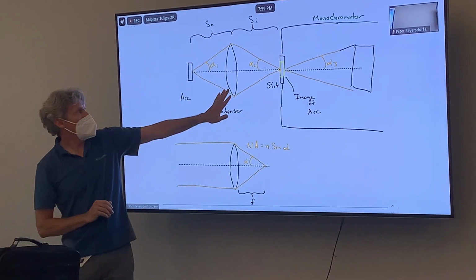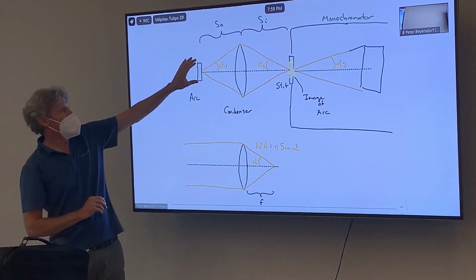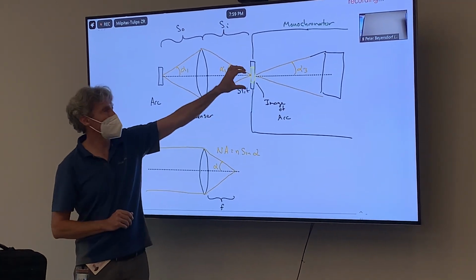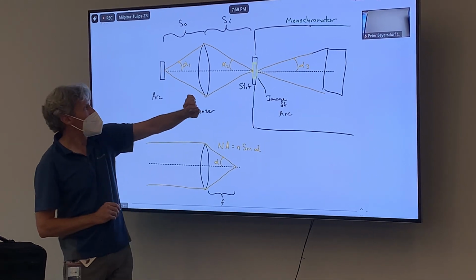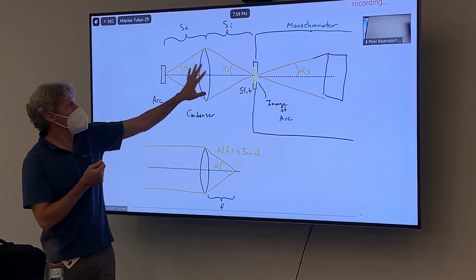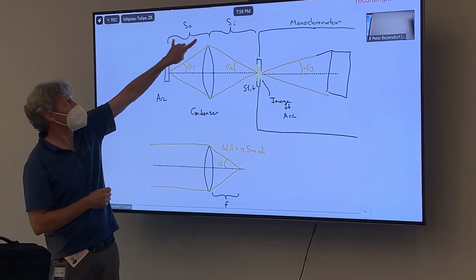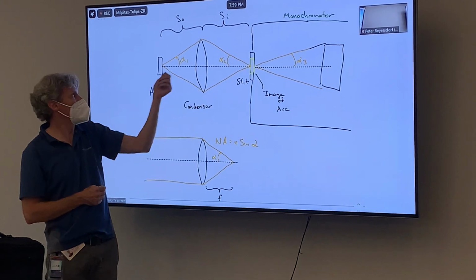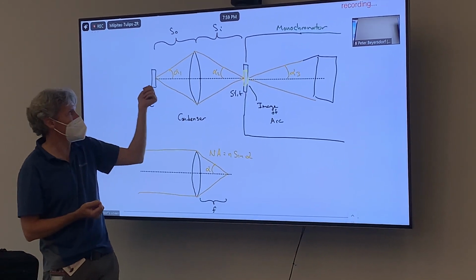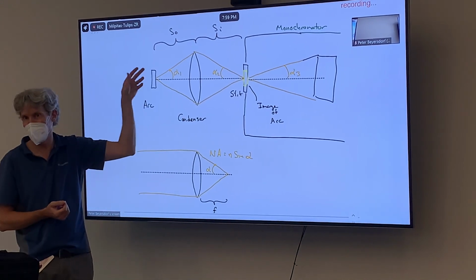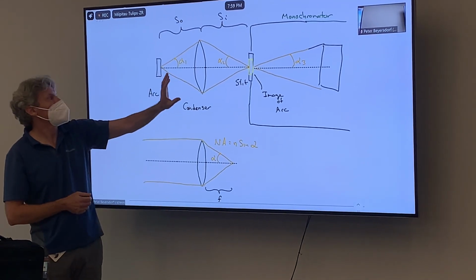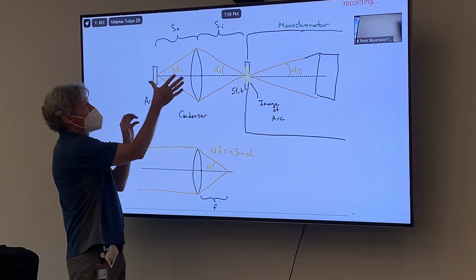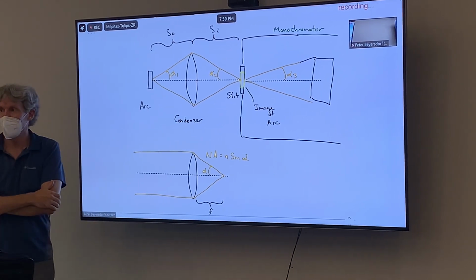But the way we've got our system set up, we're trying to image the arc onto the slit, either filling the width of the slit or filling the height of the slit. And so there's an imaging, the thin lens equation tells us if we have a certain object distance and a certain image distance, we're going to get a certain magnification. And you can work out what magnification you need to fill the width or the height from the arc, okay? From that, if you know the focal length of the lens that you've chosen, you can work out what that object and image distance are.